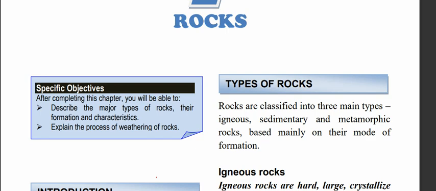Today we are looking at what rocks are, types of rocks, and then some examples. After that, we look at some importance or uses of rocks. All right, so let's start.